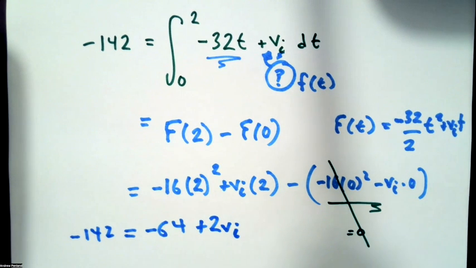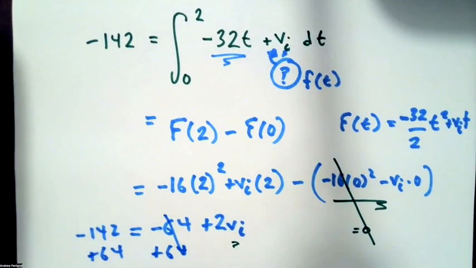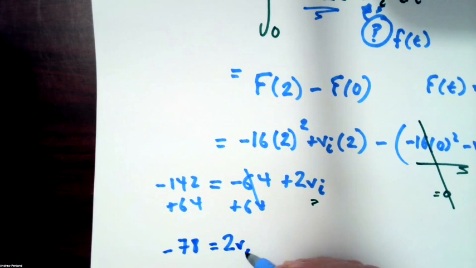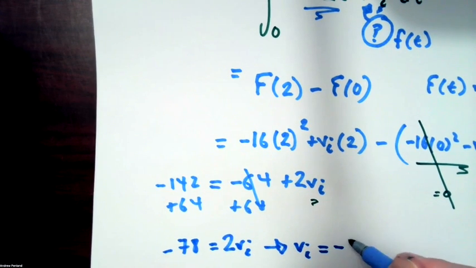This is an algebraic thing. I can just solve this now for my initial velocity v_i. So adding 64 to both sides, we get negative 78 is equal to 2 times v_i. That means that v_i is equal to negative 39.